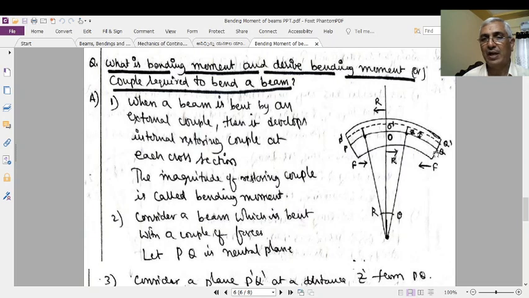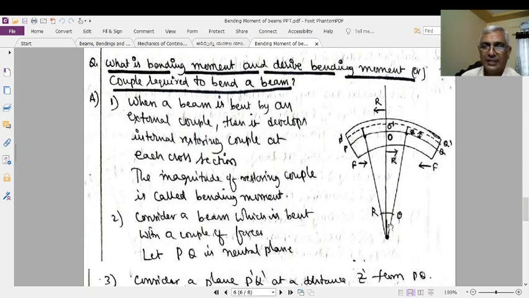PQ is the neutral axis. P prime Q prime is the upper layer. This is the lower layer. Upper layers are elongated; lower layers are contracted. It means the upper layer's length increases and the lower layer's length decreases. The uppermost layer length is maximum, the lowermost layer length is minimum. But the neutral layer or neutral axis length remains the same.